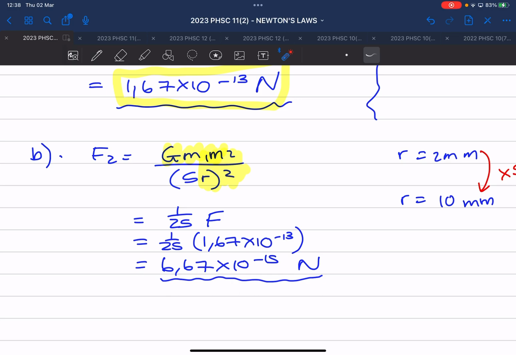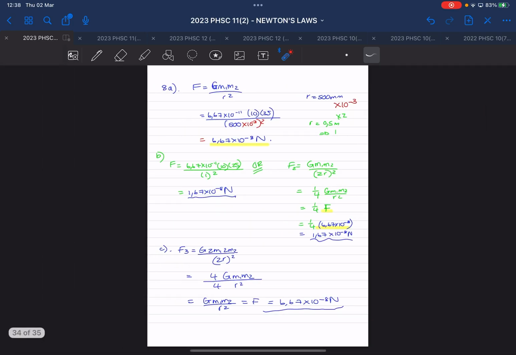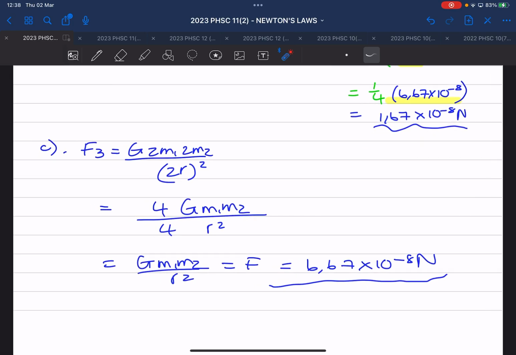How do we get A by C? In the previous question, how do you know whether it should be G, 2M1, and 2M? Because they say the masses were doubled. Both masses were doubled.